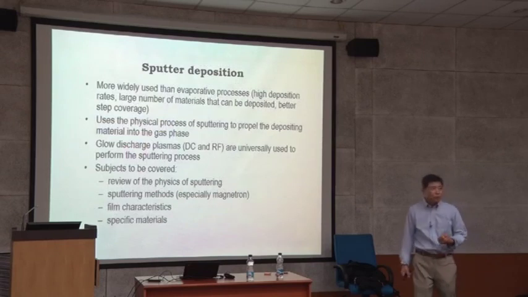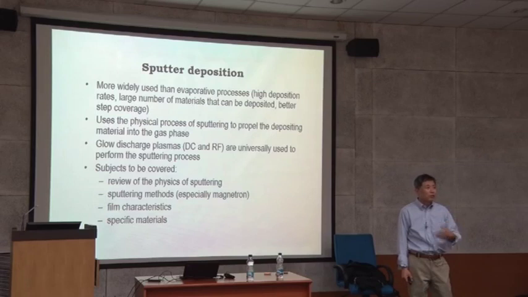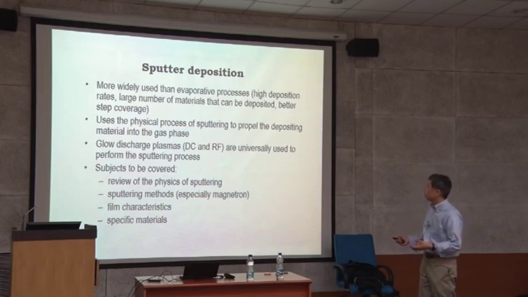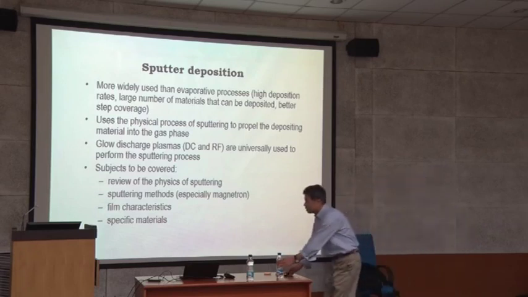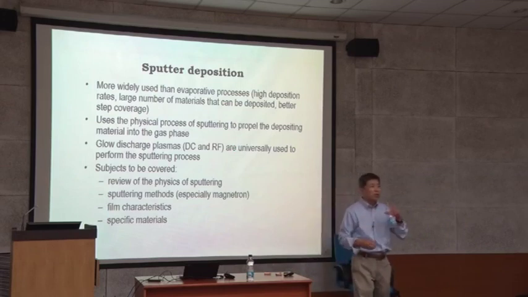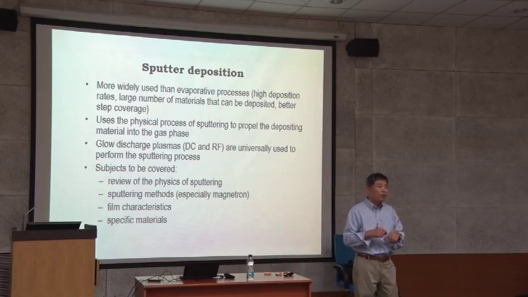And sputter deposition is one of the most widely used techniques. Okay? It's used commercially and at lab scale. But there are two different types of sputtering. Do you know why I use DC and RF? When do you use RF? Insulating or non-conducting material. Okay, non-conducting. RF is for insulating material and DC is for conducting material.